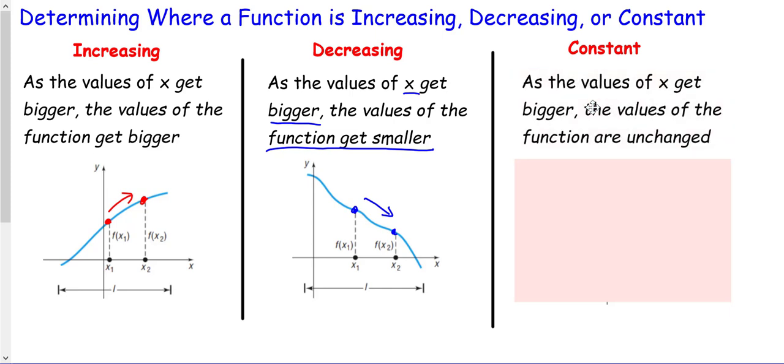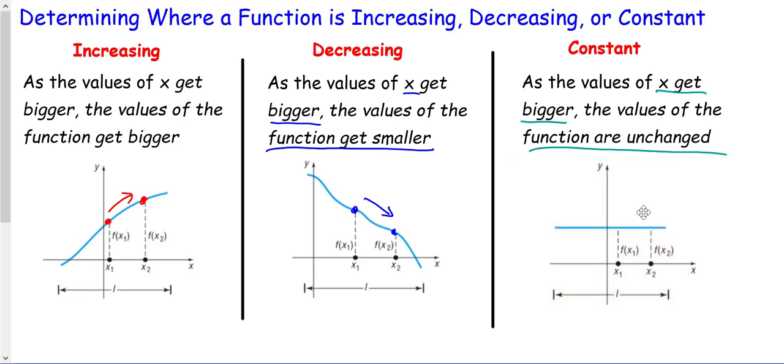A constant function tells us that as the values of x get bigger, the values of the function are unchanged. So basically you end up with a horizontal line. If we put our 2 points here, our line is just going straight across. So that would be a constant function.